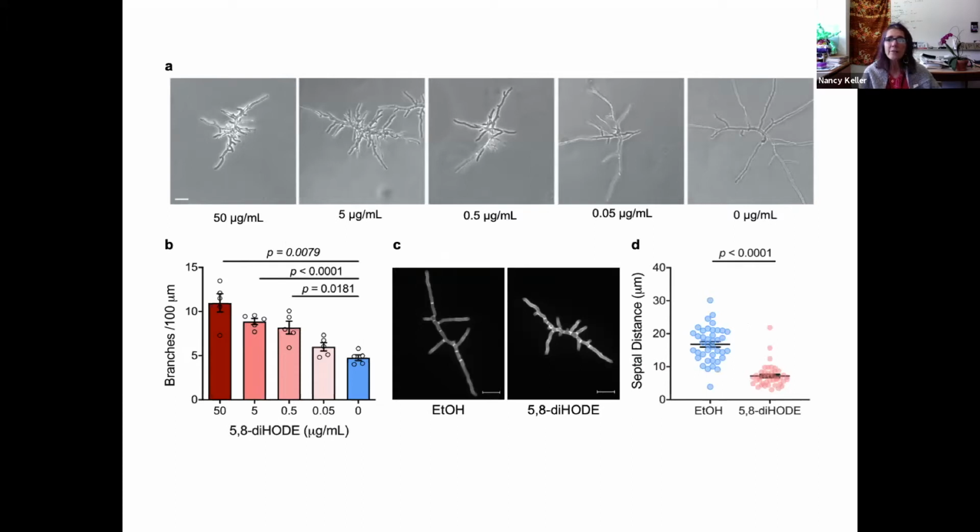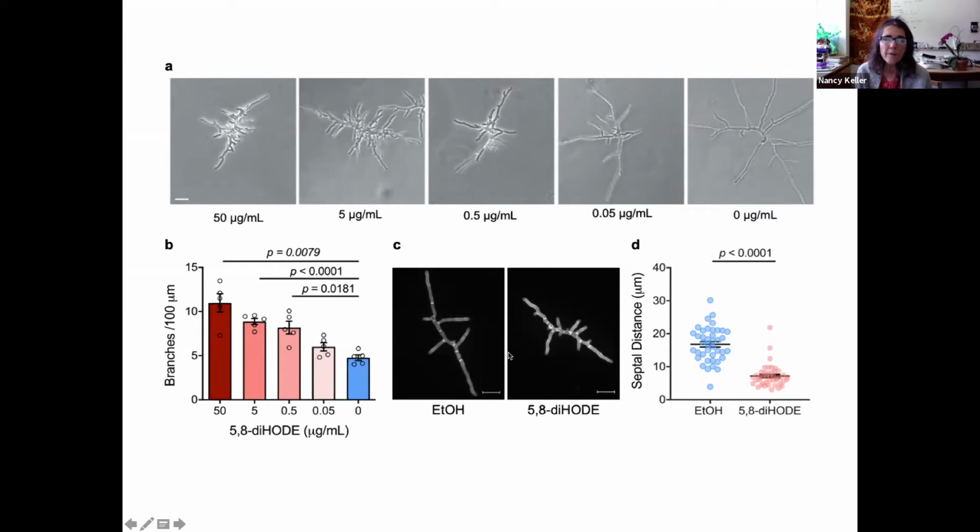And what does 5,8 do? You can see, I have some nice movies, but they were so big. I'm just going to show you these shots here. As you add more and more 5,8 into the culture of the fungus at physiological levels, you can see there's an increase in branching. And here we have the branches for 100 microns of length of hyphae.